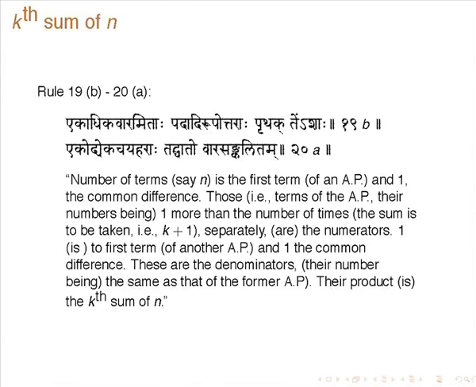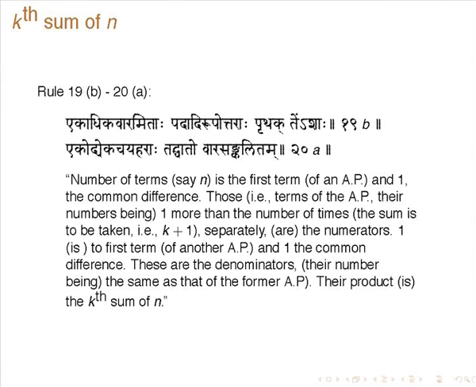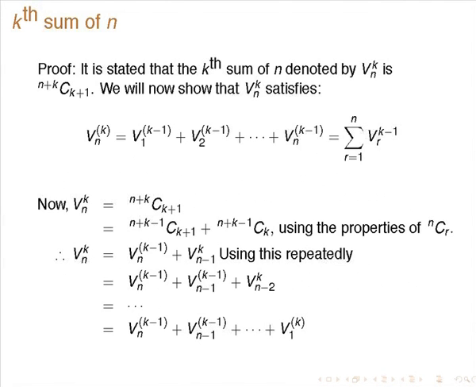So, he is clearly giving this result, n into (n plus 1) into (n plus k) up to, because he is saying those 1 more than the number of terms. So, this will go, first term is 1, then it goes up to one more number, the number of times the sum needs to be taken, so that n plus k should come in the last term.